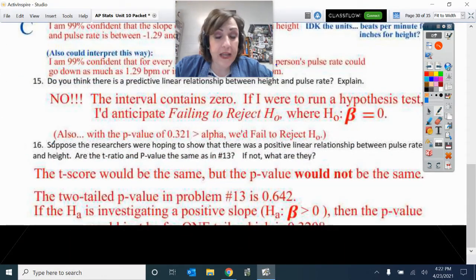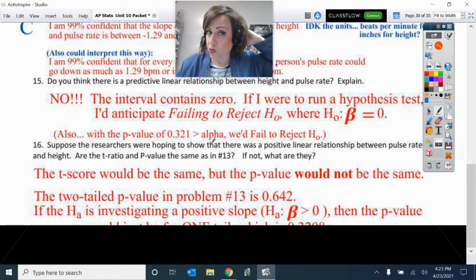Okay. Now, number 16. Suppose that the researchers were hoping to just check out a positive linear relationship between pulse rate and height. So as you get taller, your pulse rate gets higher, and as you're shorter, you have a lower pulse rate. Are the t ratio and p-value the same as in number 13? If not, what are they?